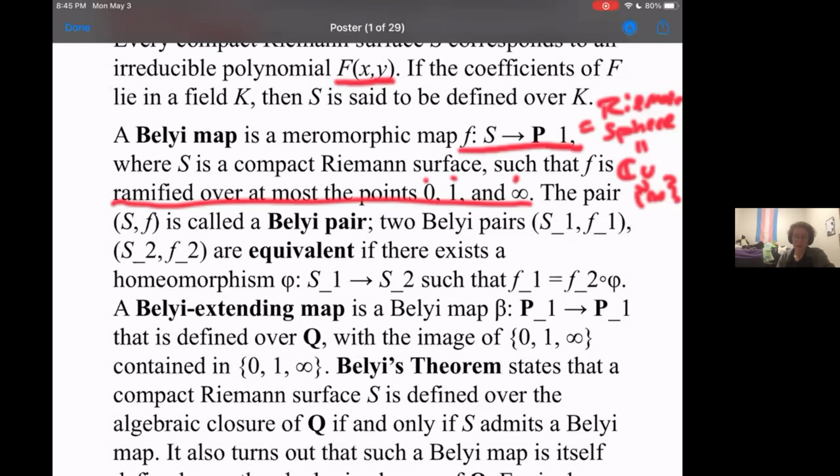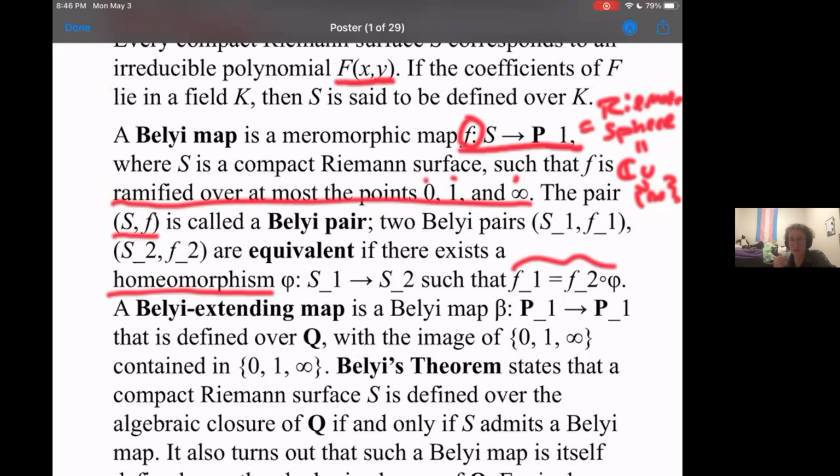Right, so if we can find a Belyi function like this, then the pair S comma F is called a Belyi pair. And similarly to Dessins, we want to be able to say when two of these pairs are equivalent. So we say that two Belyi pairs, S1, F1 and S2, F2, are equivalent if there exists a homeomorphism phi from S1 to S2 such that F1 equals F2 of phi. Basically, when we compose F2 with this homeomorphism, we get F1.